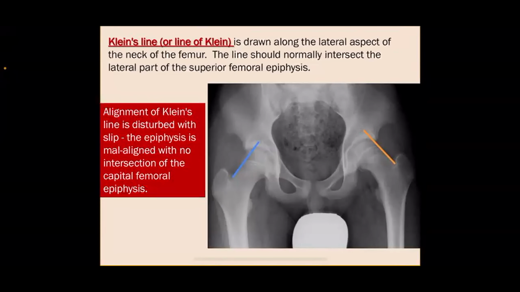The line of Klein is a line drawn along the lateral aspect of the neck of the femur. The line should intersect with the superior femoral epiphysis. So the red line indicates the normal line, while the orange line indicates abnormal. So the alignment of Klein's line is disrupted with the slip. The epiphysis is malaligned with no intersection of the capital femoral epiphysis.